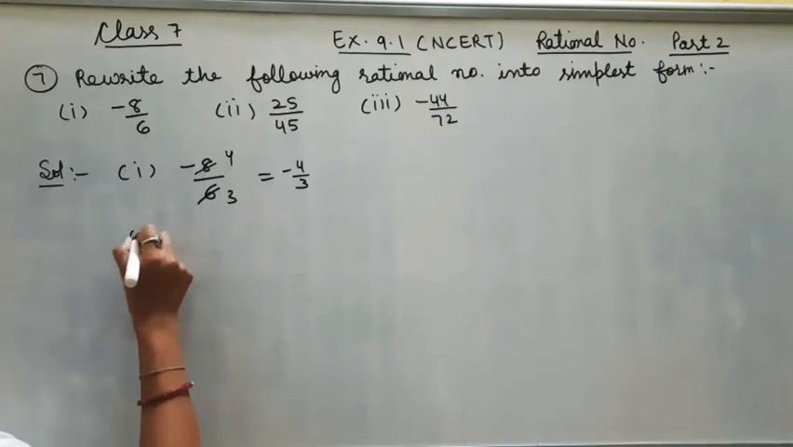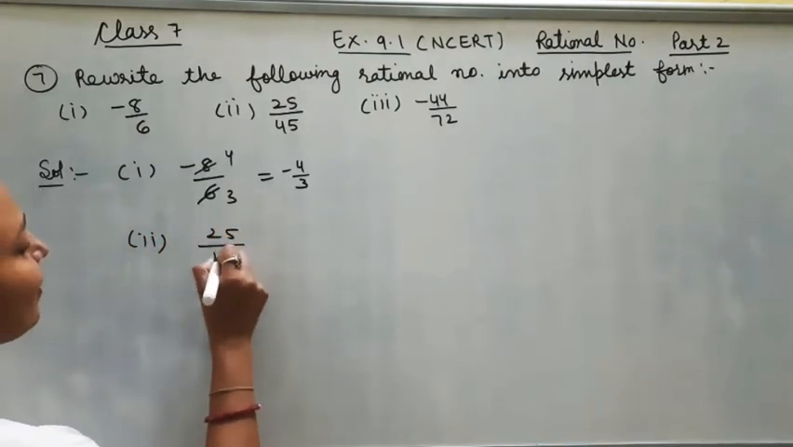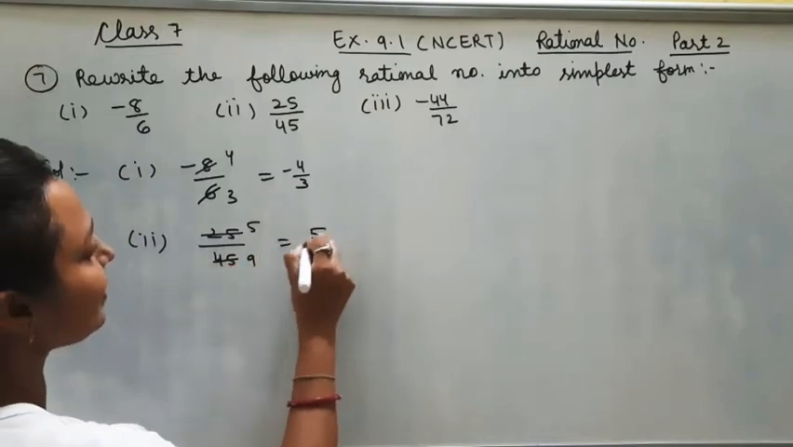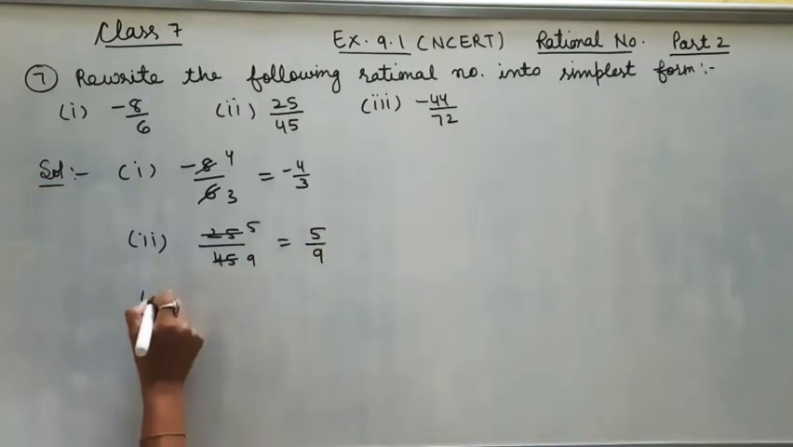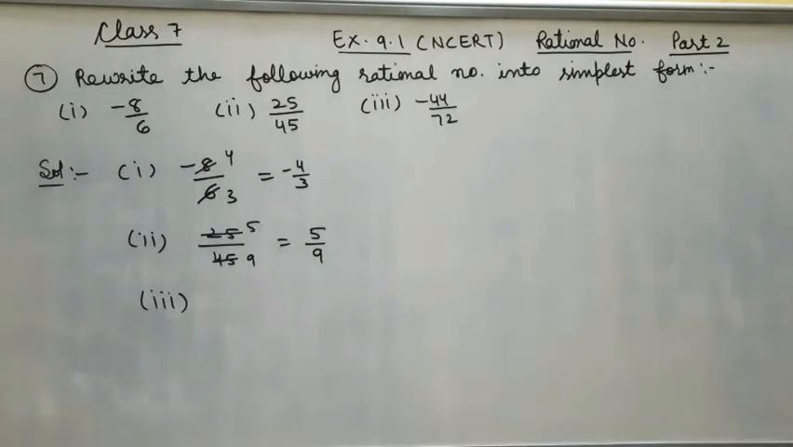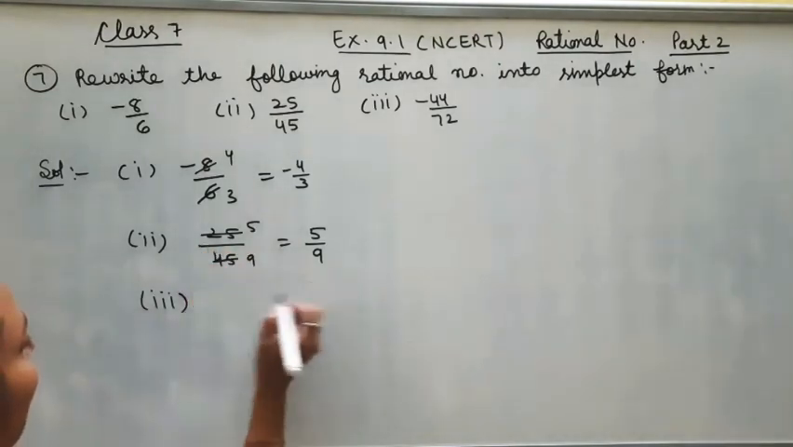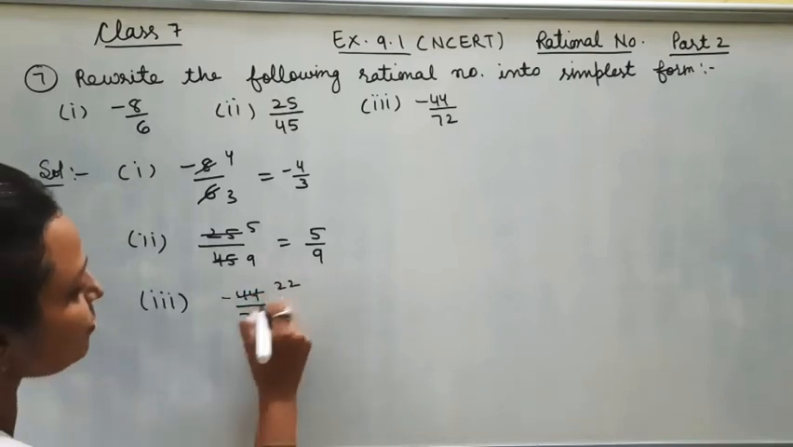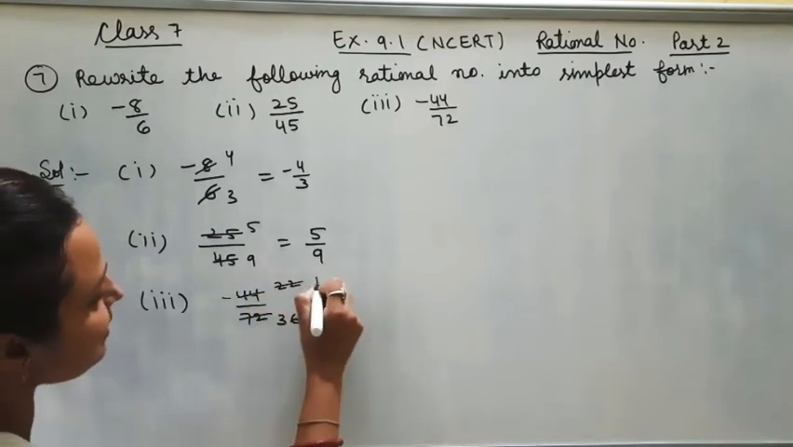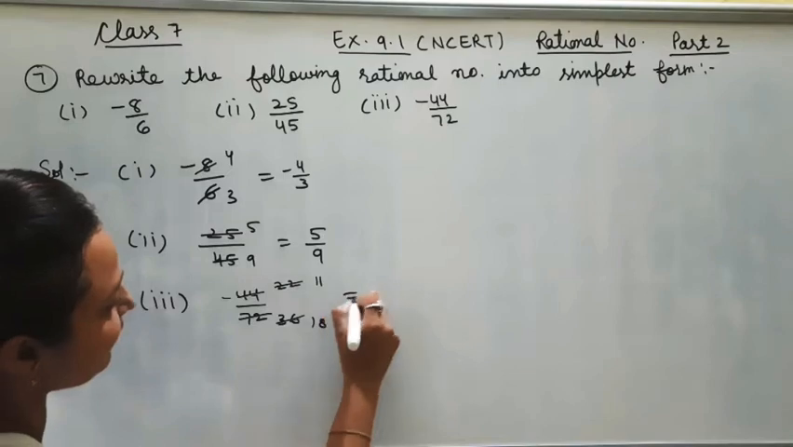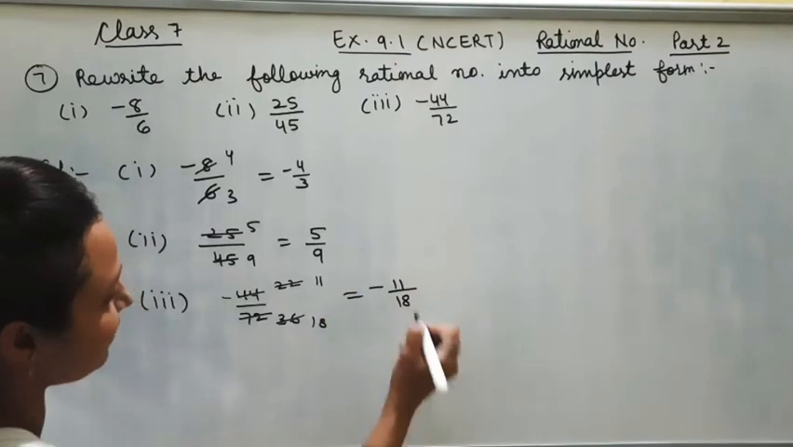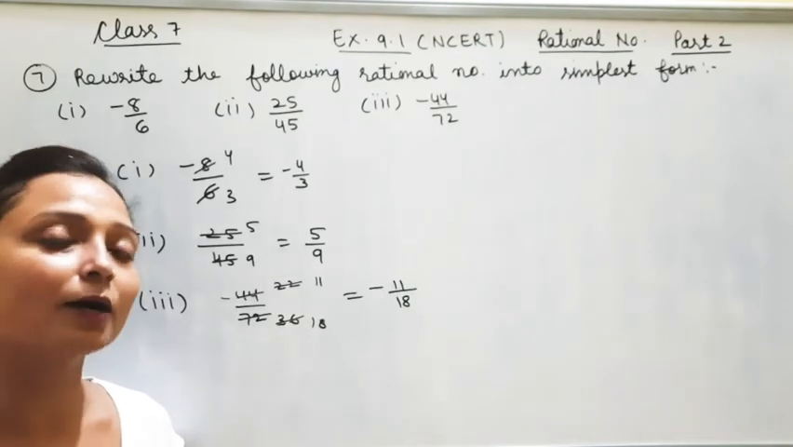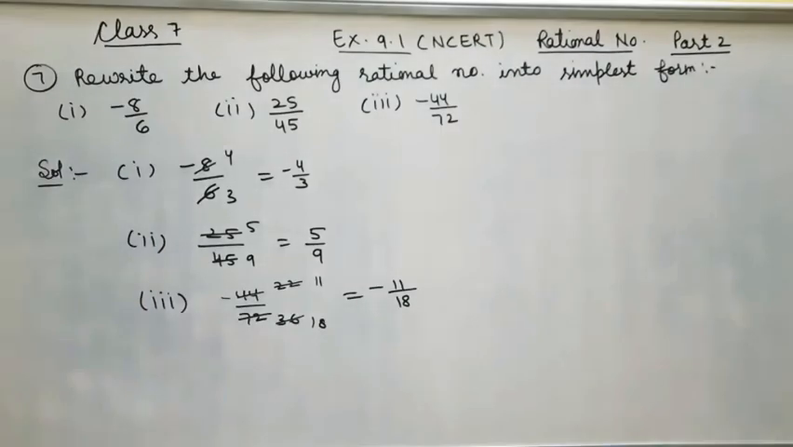The second part is 25 by 45. 5 times 5 are 25, 5 times 9 are 45. That is 5 by 9, the simplest form. Now the third part is minus 44 upon 72. You can cancel it by using the table of 2. Then it is cancelled by 11. It is 18. Then minus 11 by 18 is the answer. So this is the way to do the simple question. Now come to the next question.